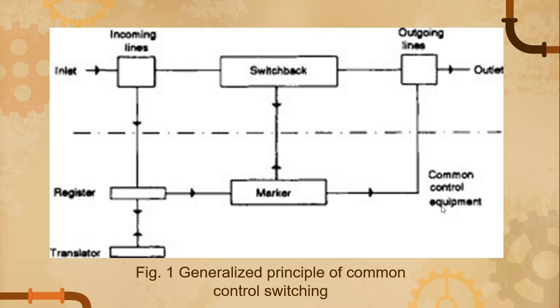So the incoming line in the incoming mark at the switch block. Address information inputs the register, which refers to the translator. The resulting translation establishes the outgoing mark identifying the outgoing line. The marker switches the two marks together through the switch block. The translation facility permits automatic alternative routing.